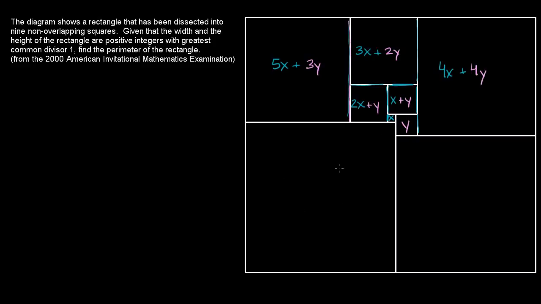And then we can express this character's dimensions in terms of x and y, because this is going to be 5x plus 3y. Then you're going to have 2x plus y, and then you're going to have x. So you add the x's together.